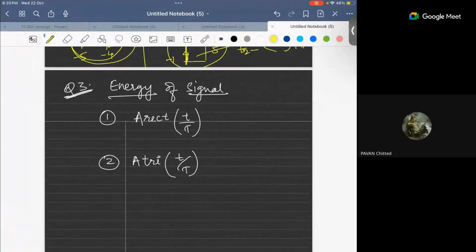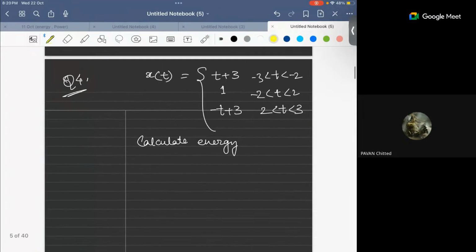And this I already told you. The energy for this is a square tau, and here it was 2 by 3 a square tau. So if you know this formula, you'll be able to solve some problems for sure. Can you just solve this one? Just minutely observe this, you'll be able to solve it for sure.